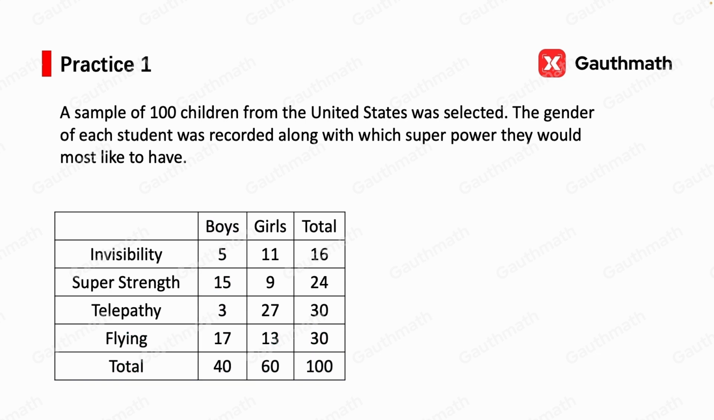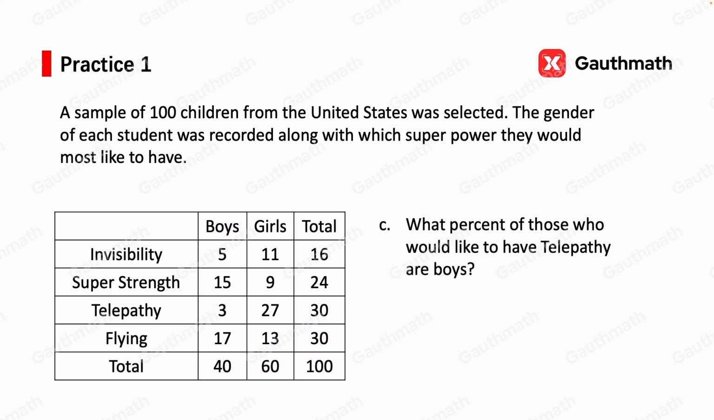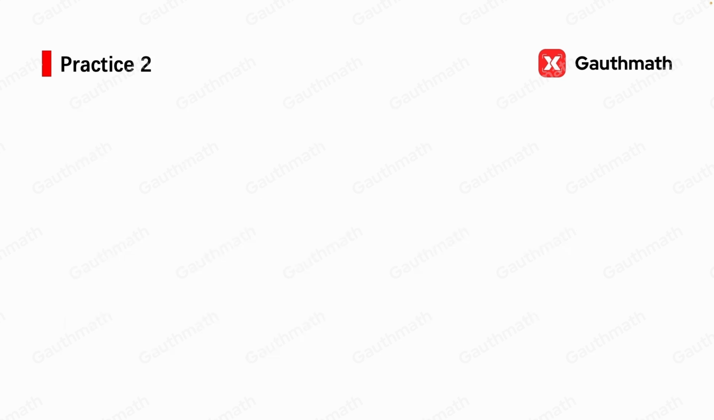Okay, let's move on to part C. What percent of those who would like to have telepathy are boys? Again, we need to find the total outcomes and desired outcomes. In this case, the number of people that want telepathy is 30. And 3 of them are boys. So the percentage is 3 divided by 30, which is 10%. Enough practice with percentage. There are other types of problems that involve tables.